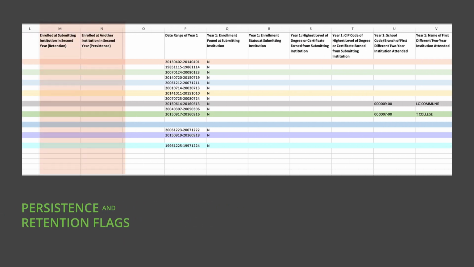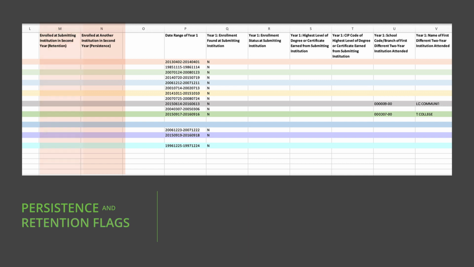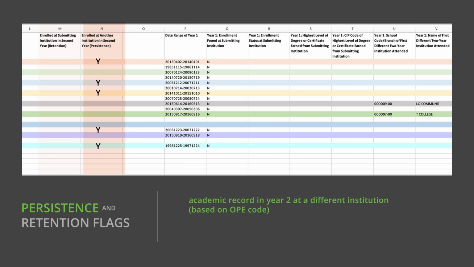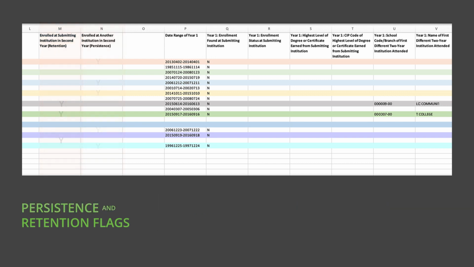Persistence and retention flags identify whether the student has at least one enrollment or degree record in academic year 2. These flags are calculated only when a student has reported enrollment in academic year 1. Persistence will indicate a Y value when the student has an academic record in year 2 at a different institution based on OPE code. Retention will indicate a Y when the student has an academic record in year 2 at the same institution.